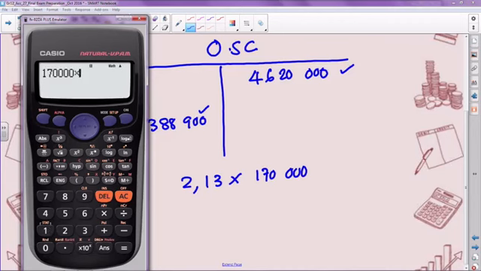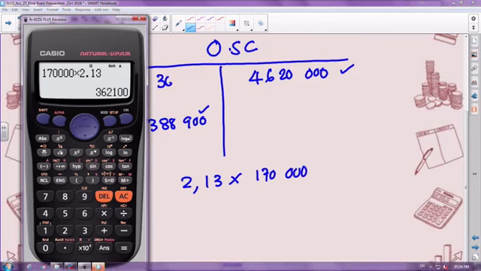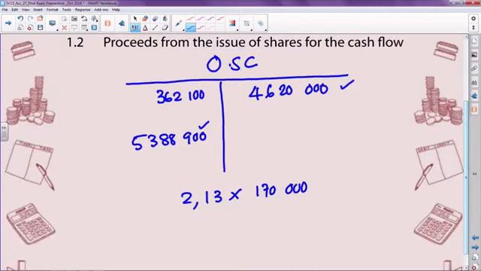170,000 times 2.13. What was that? The average price of the shares, and that gave you a figure of 362,100. Let me take you back. What am I doing? The average price of the share is the amount that will feature in my ordinary share capital account. Clear? Right. Therefore, in this account now, I've got my average price of the shares that were repurchased. I've got my opening balance. I've got my closing balance.